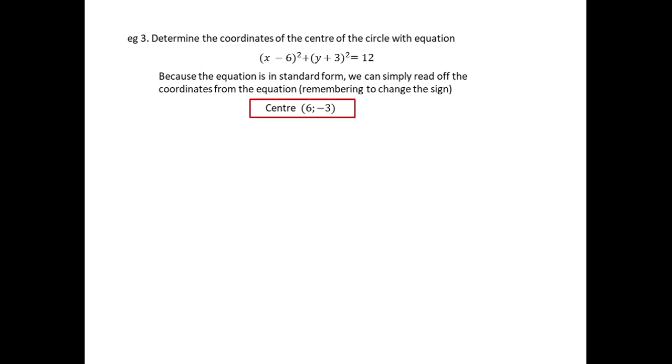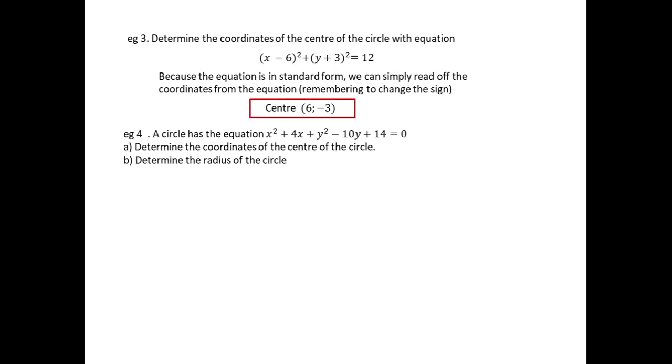Well, that was easy. Here's example 4. A circle has an equation of this, and we need to determine the coordinates of the center of the circle and then determine the radius of that circle. You will notice the equation that we are given is not in standard form. It is all mixed up.